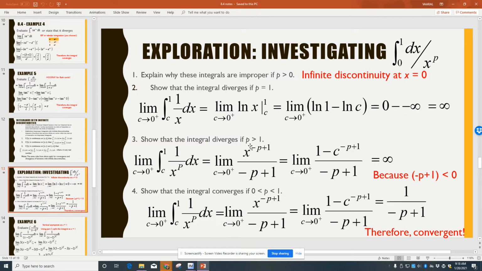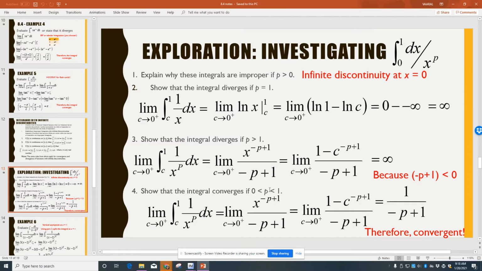This is if p is greater than 1. So here's my antiderivative. Here is my antiderivative again with my limit in here. So you can think if I'm plugging 0 in here for c, this whole term would be 0. This on the bottom is a big negative. So technically I'm approaching negative infinity, but it doesn't really matter. If I'm approaching infinity or negative infinity, I diverge. So when p is greater than 1, I diverge.